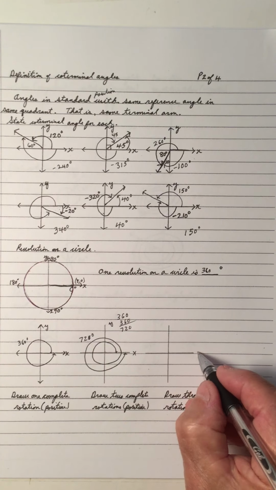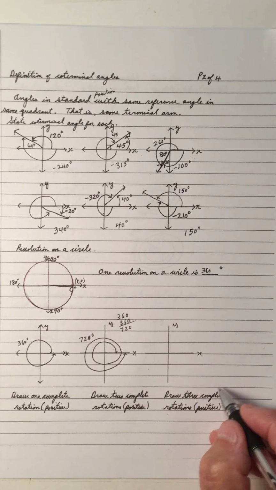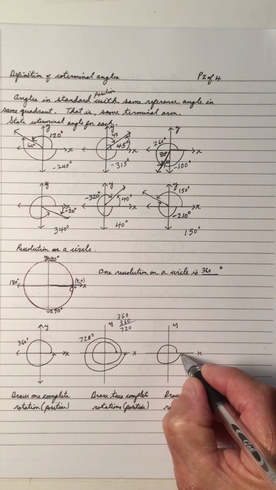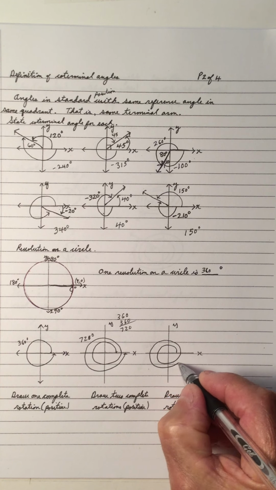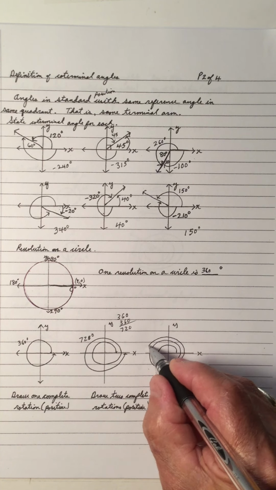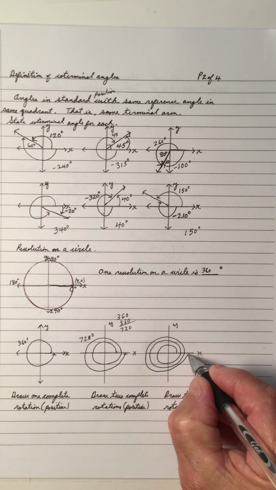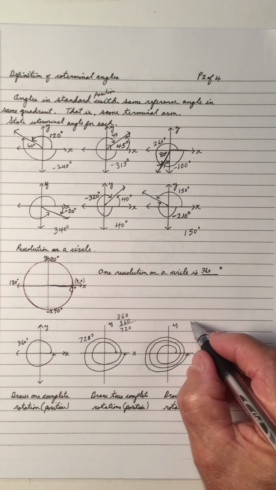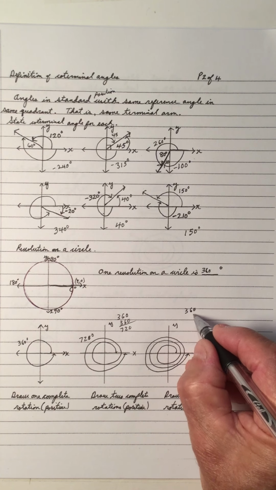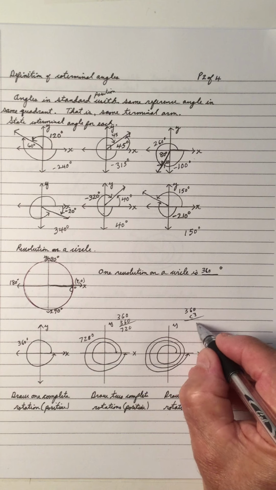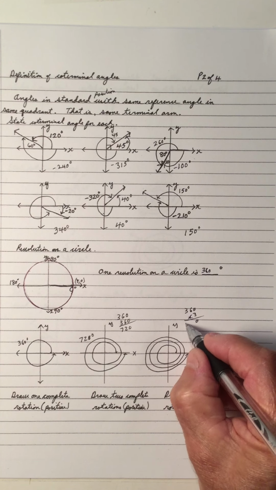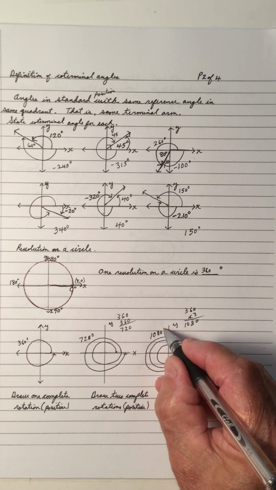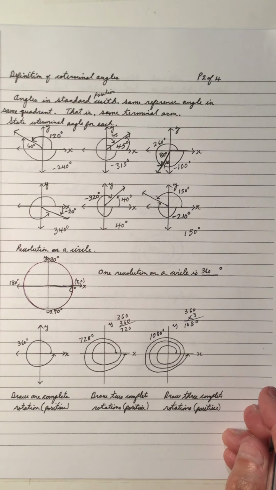And we want three revolutions, three complete rotations. 1, 2, 3. And we start here and we end here. So that's 360 times 3, and we get 1,080. So 1,080 is 3 rotations positive.